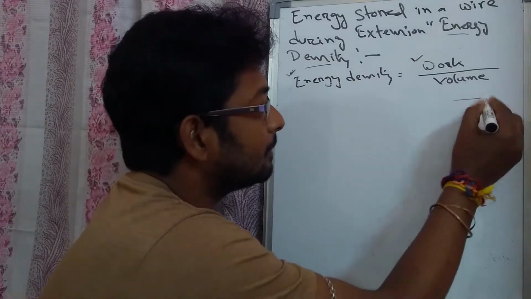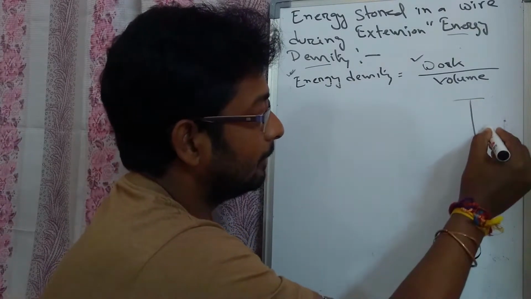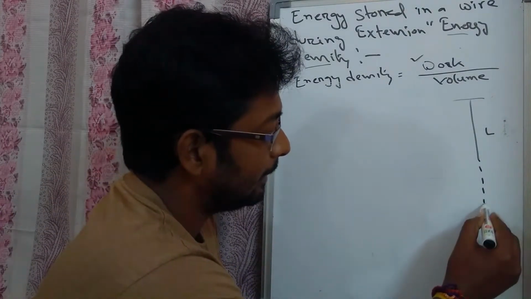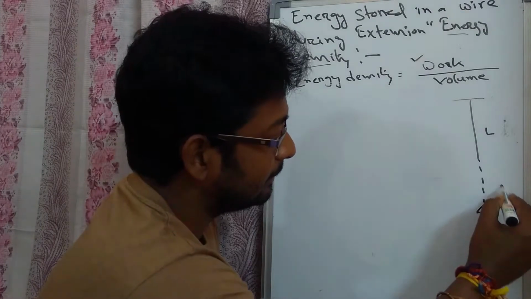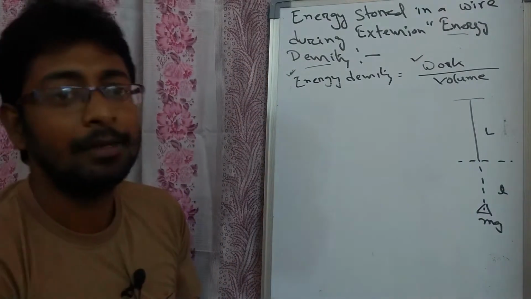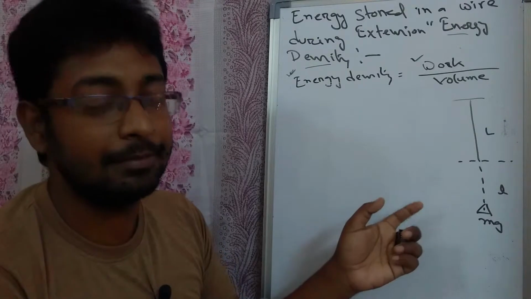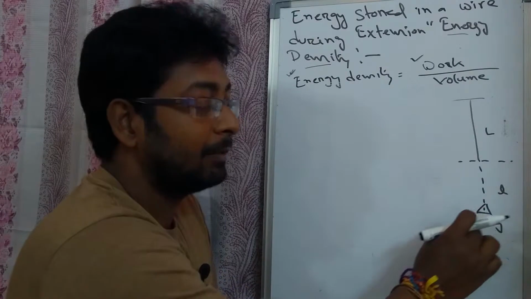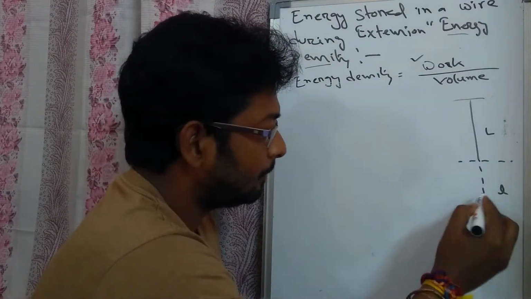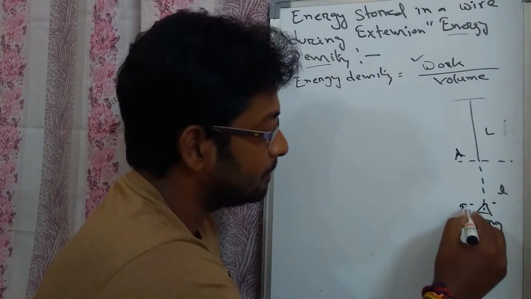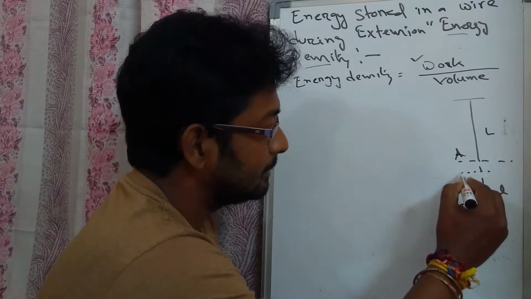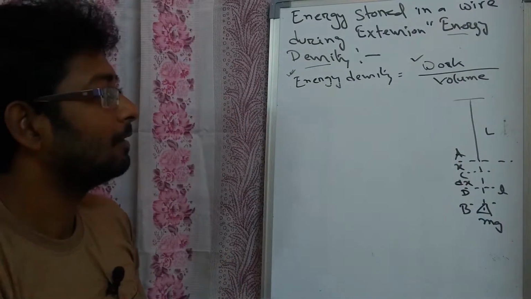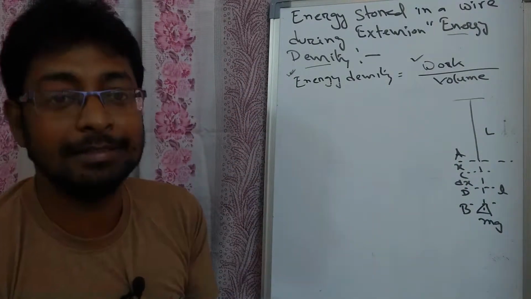Suppose I am taking a wire and the length of this wire is L. If we put some load, what happens? Its length may change. Suppose this is mg, its length changes, so I can assume this is small l. That we already discussed in our string chapter. So this is my original length and this is the change in length after putting some load. Now suppose this is A, this is B, and I can take a small part C. If it is at x, then I can assume this is dx. So my aim is to find the energy density.